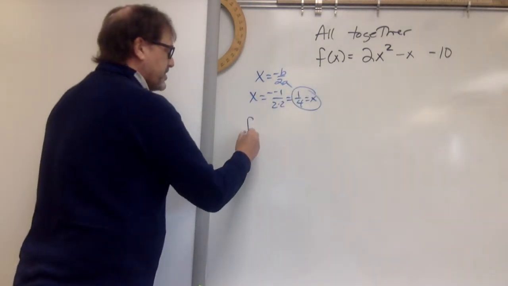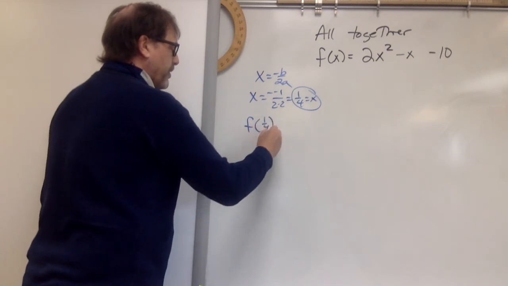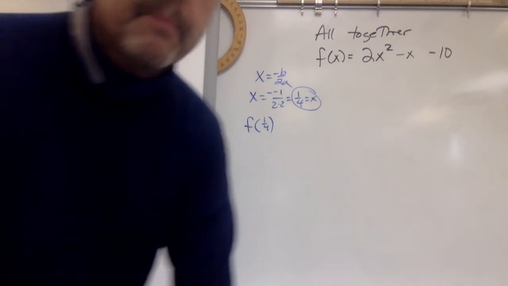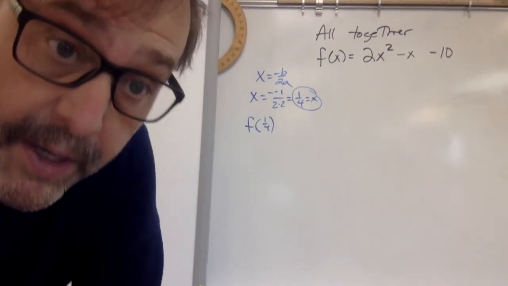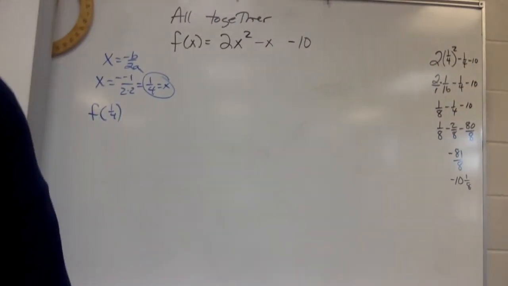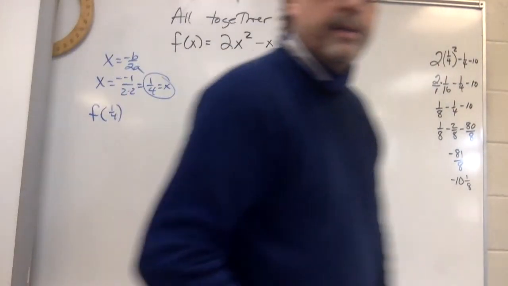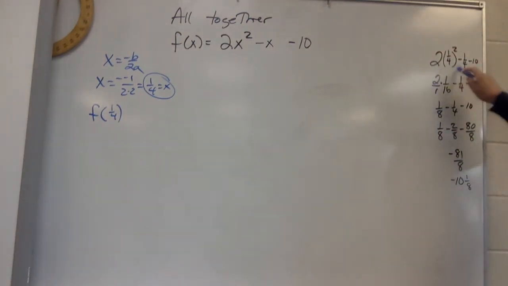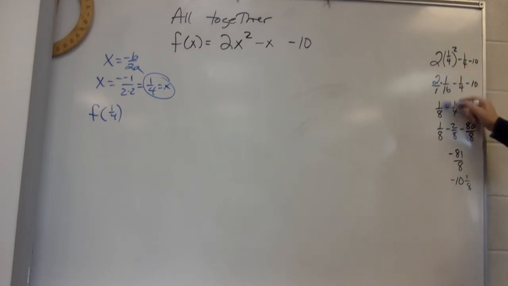The vertex, we have to take f of 1/4. We're going to put a 1/4 everywhere we see an x. You might want to slow down this video. Right here, wherever I see an x, I am substituting 1/4. All right, look at this, please. 1/4 times 1/4 is 1/16. 2 over 1 times 1/16 is 2/16, which is 1/8.